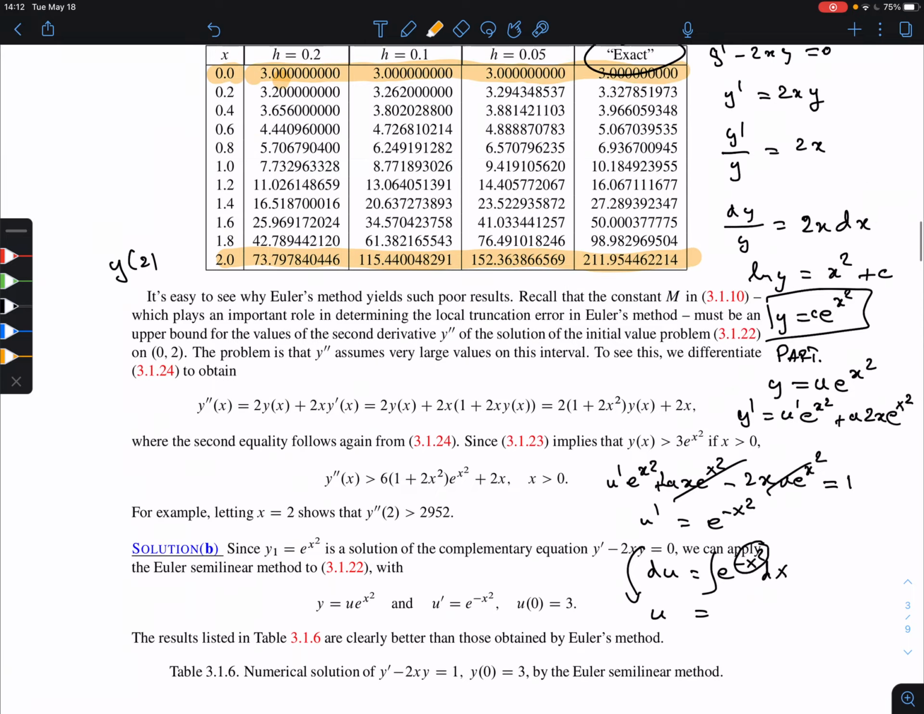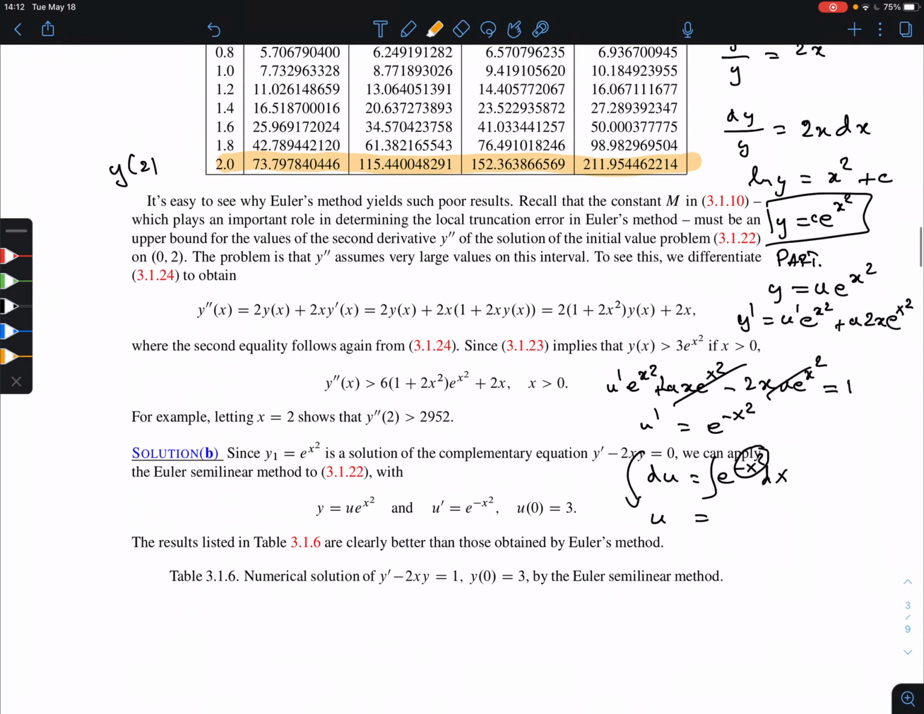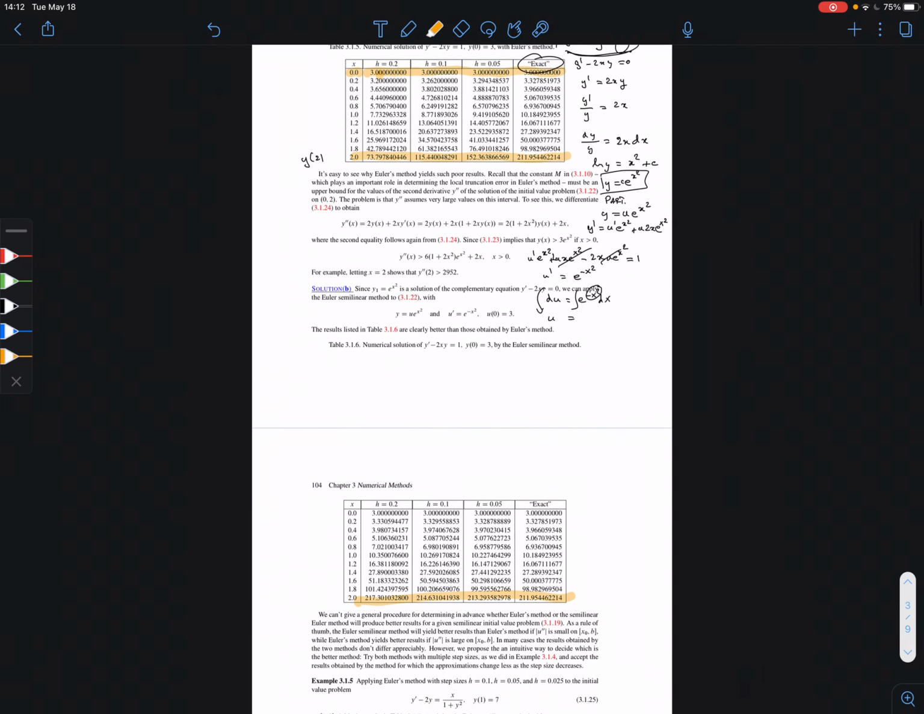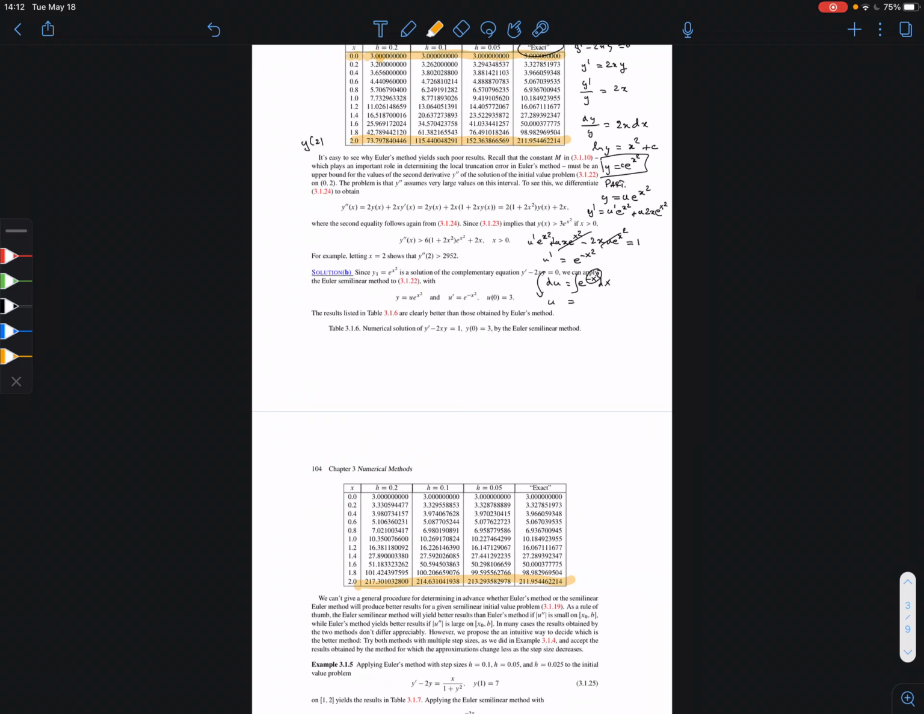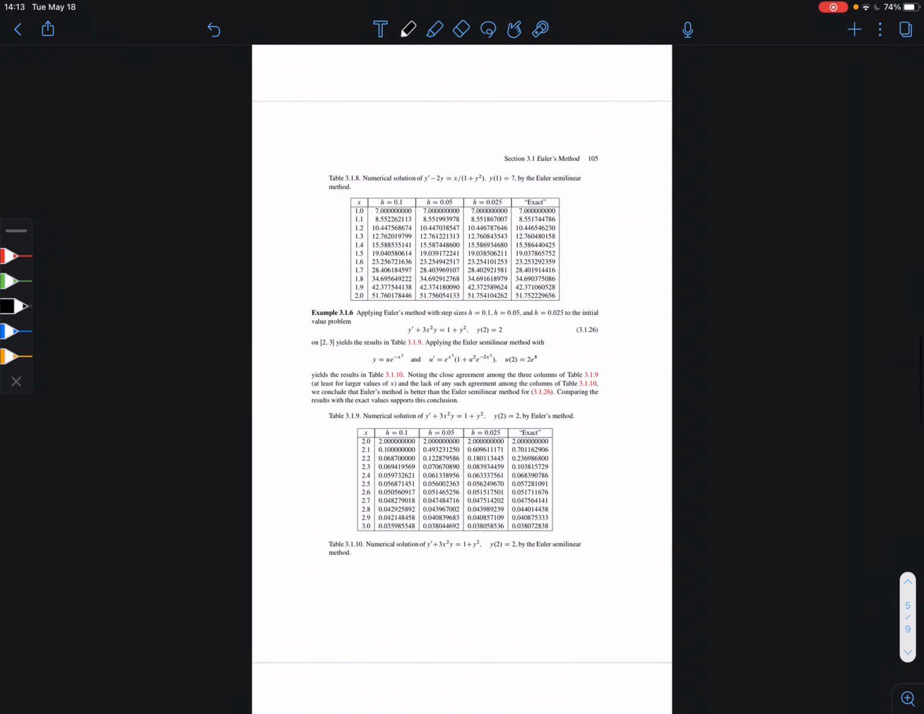So compare this line with this line. Can I put them on the same screen here? You see how, of course, these two values here are the same, because supposedly they are the exact value, but the others are way different. And with the second method, they're all kind of close to the actual value. So what is this semilinear method? And that's all I'm going to say now.